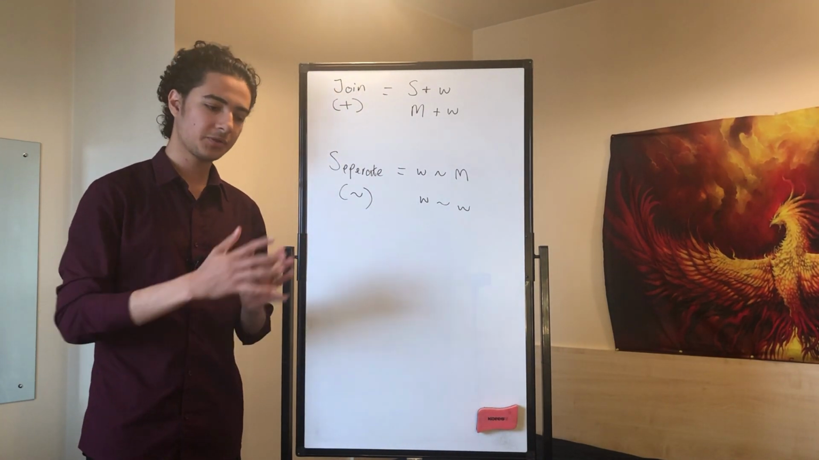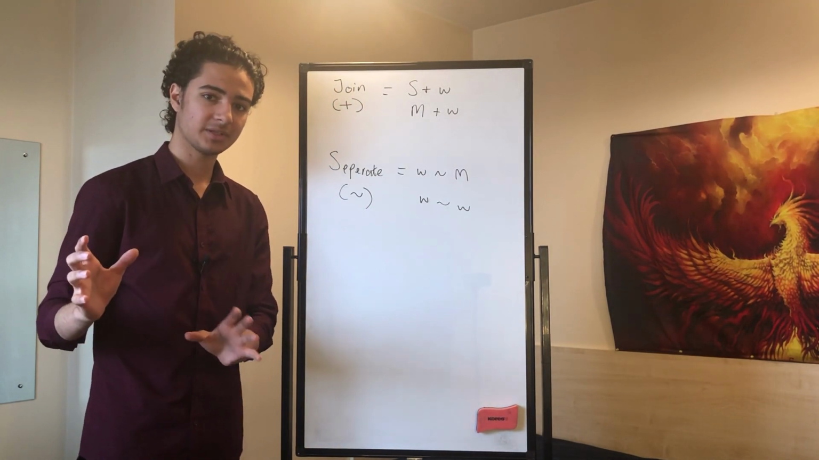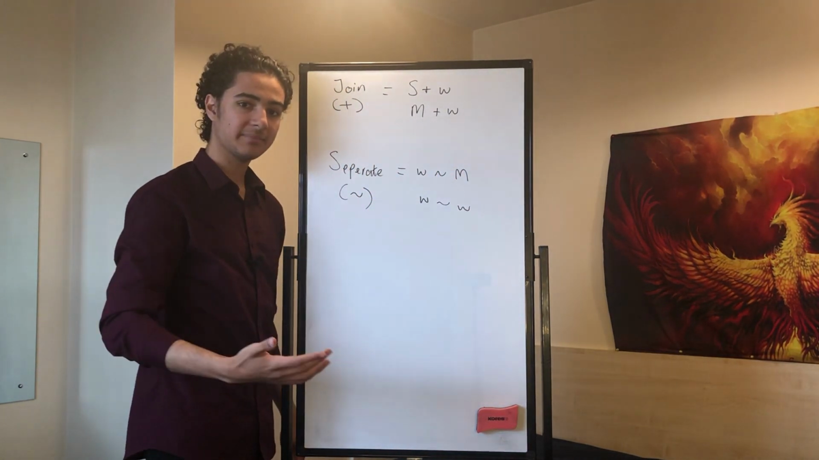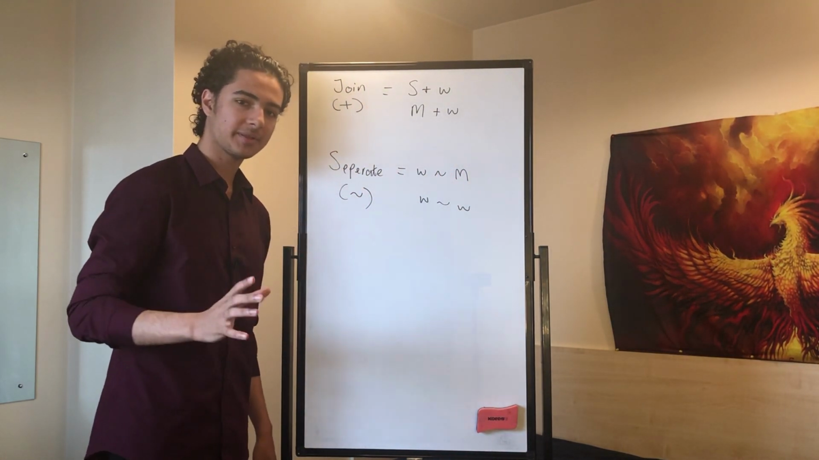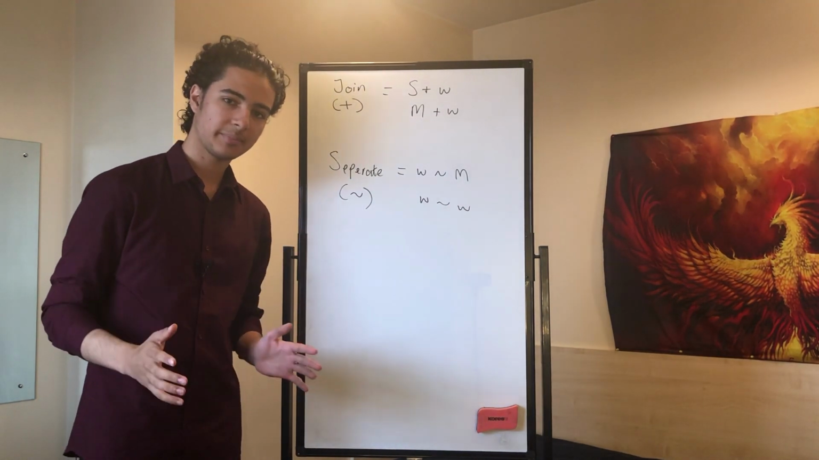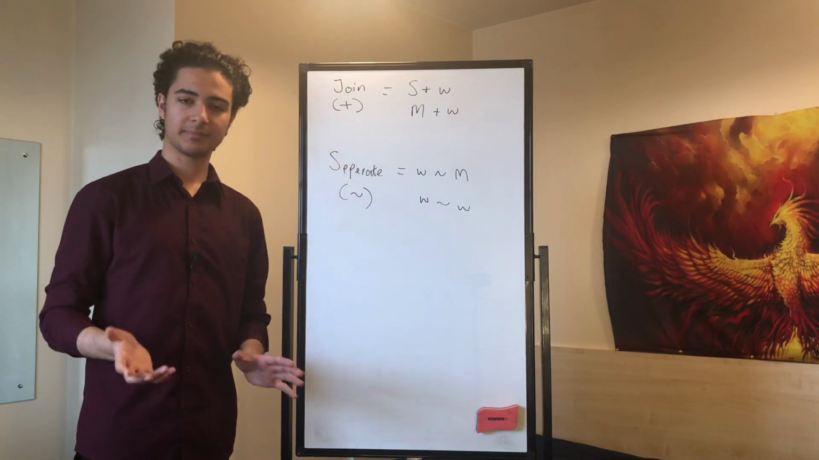Now, the instances where you are separating these rests from each other is when you have a weak beat followed by a medium beat. You do not join them, you separate them. Also, a weak beat followed by a weak beat are also separated. Now let me draw this out for you so it can make more sense.